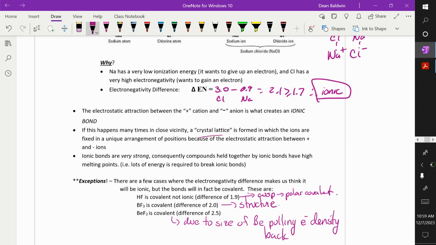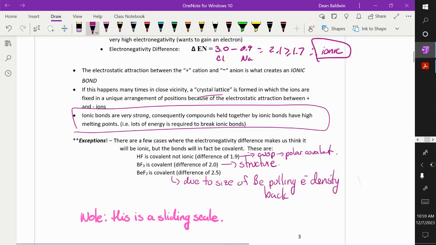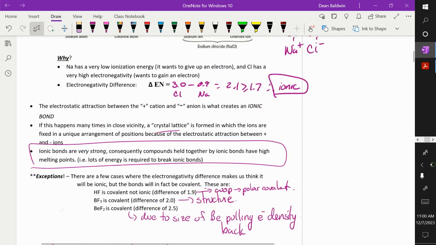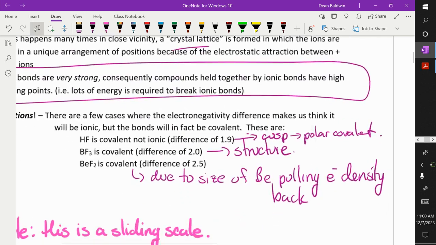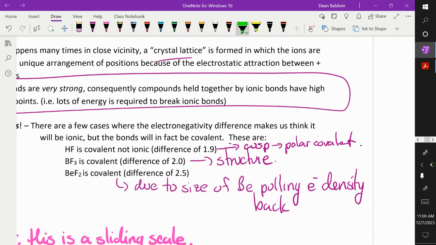Okay, so you get a crystal. They have high melting and boiling points, right? Because you're breaking a lot of bonds. There are exceptions, okay? I wrote these notes in, so this part you don't have.